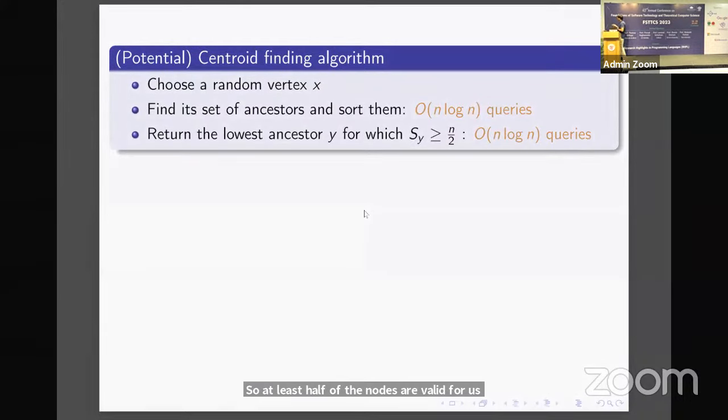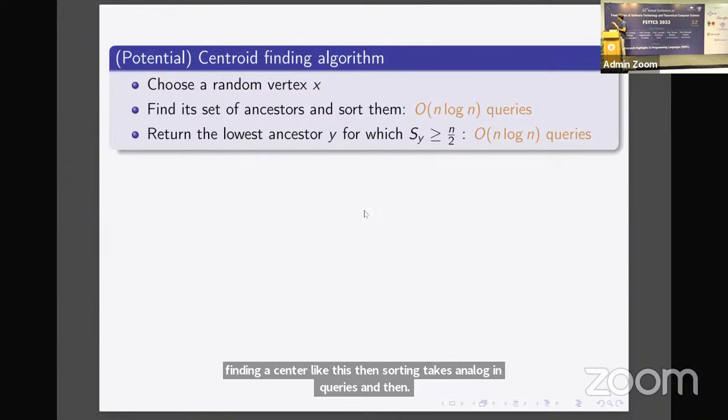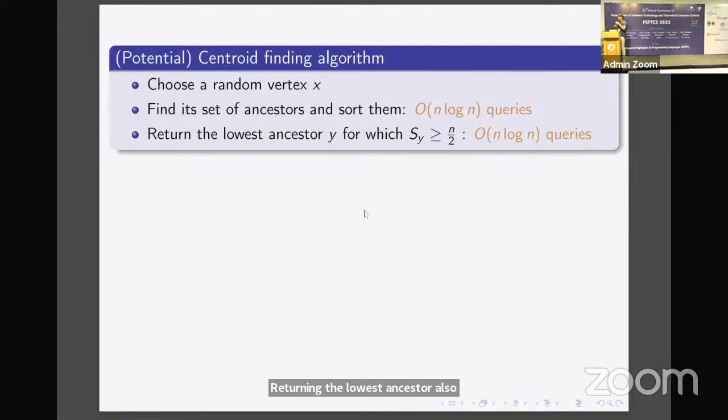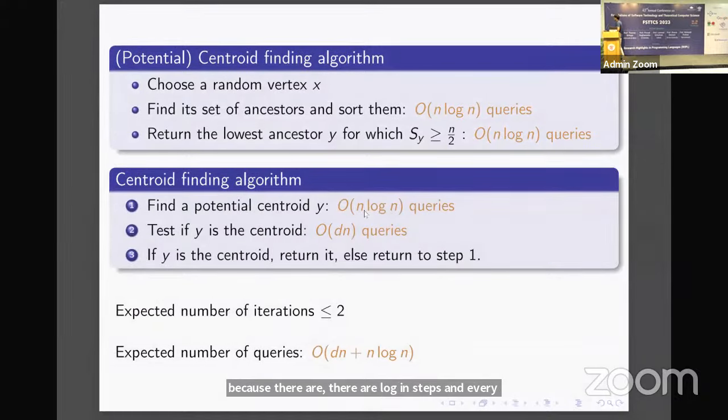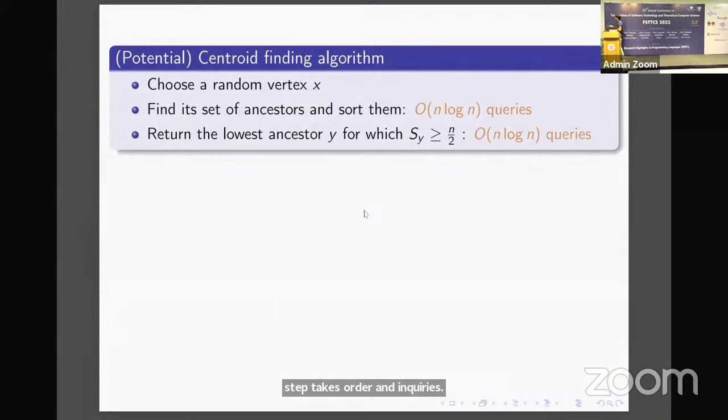Okay, so if we look at the query complexity of finding a centroid like this, sorting takes n log n queries, and returning the lowest ancestor also takes n log n queries because we just binary search on this sorted list, right? Every step just computes the subtree size of y, and computing the subtree size is basically just iterating over all the nodes and seeing if they are a descendant of y or not, right? So this takes order n log n queries also, because there are order log n steps, and every step takes order n queries. And now this gives us a centroid with probability half.